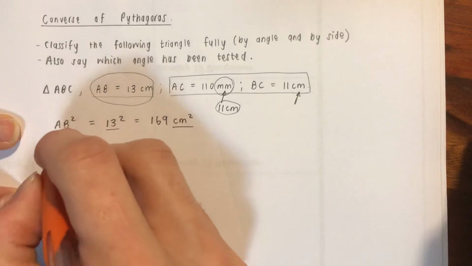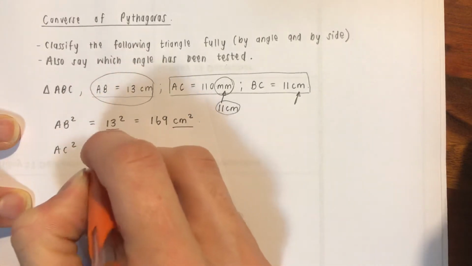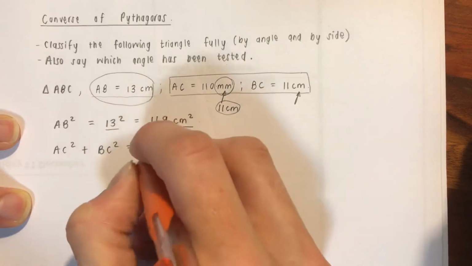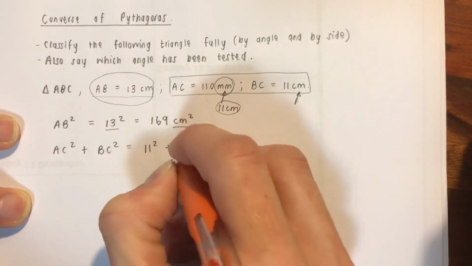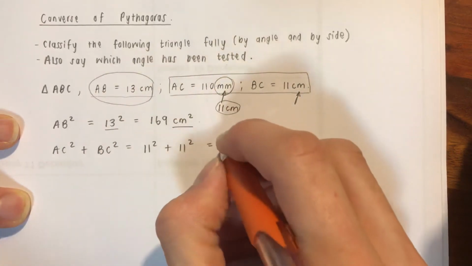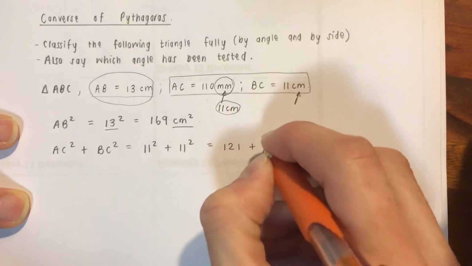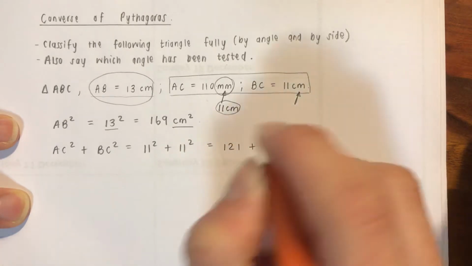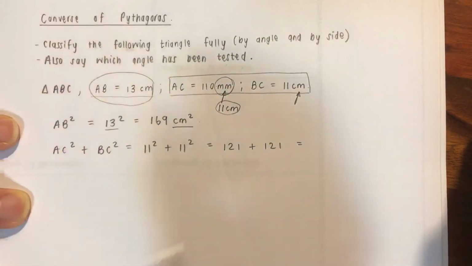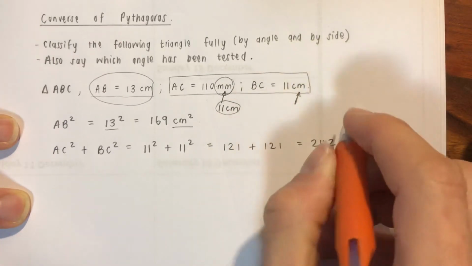So we're going to say AC squared plus BC squared. That will be 11 squared plus 11 squared. Now 11 squared is 121. 121 plus 121 will give us 242, and that will also be centimeters squared.